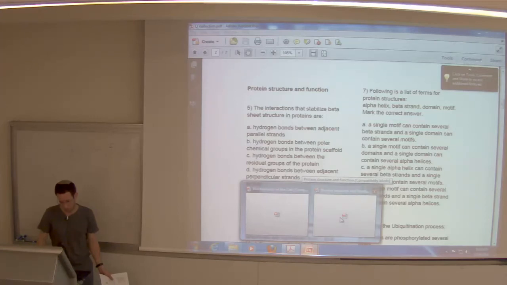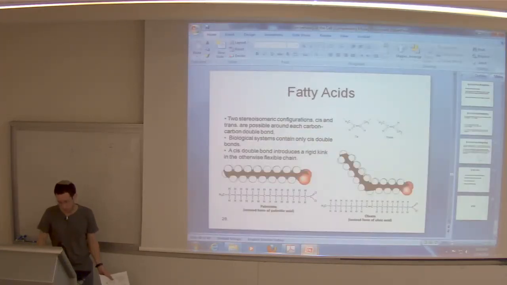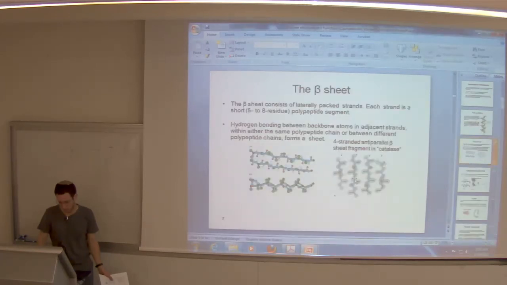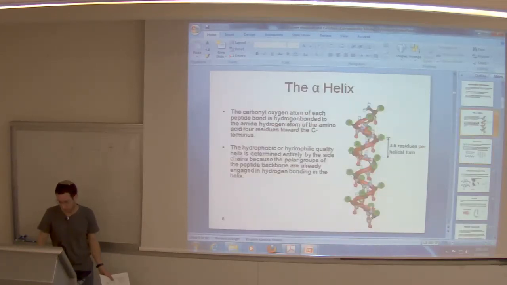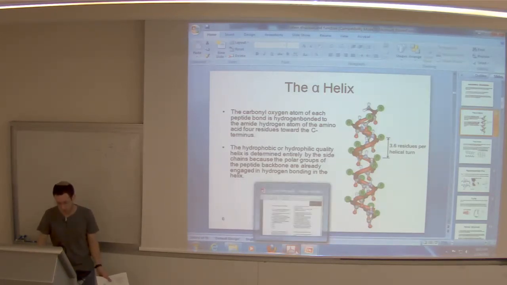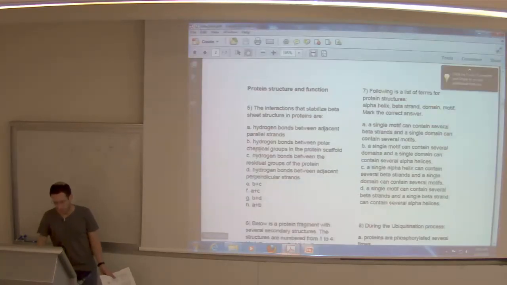Hydrogen bonds between polar chemical groups in the protein, but they are polar because this is what gives them the ability to form the hydrogen bond. They are polar groups because, for instance, the oxygen is more electronegative than the carbon, and the hydrogen is less electronegative than the nitrogen. So you have minus and plus, and they are hydrogen bonded. But that's not the essential thing here.